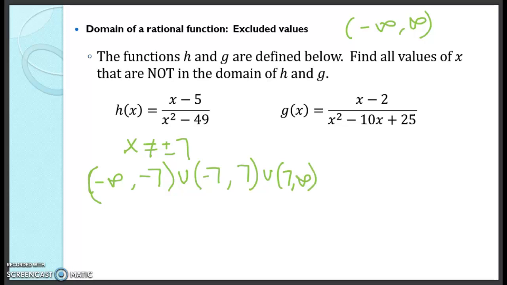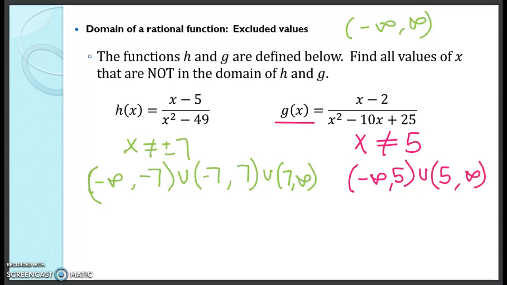And for the second one, for g of x, we got x cannot equal a positive 5. So what does that mean? Well, I can go from negative infinity all the way to 5. Any of those numbers are fine, but then 5 is not fine. So now I'm going to go from 5 to infinity. And make sure you include that union, because that's where the break is right at 5. So that is interval notation when you're talking about the domain of a rational function.